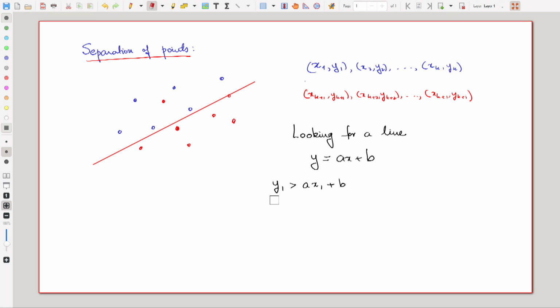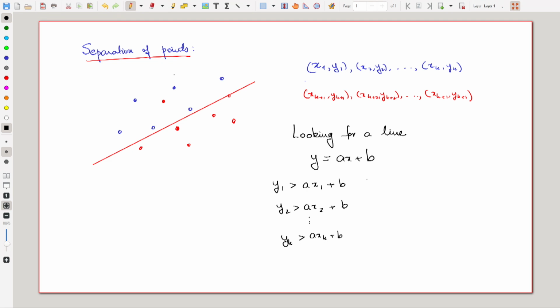And y 2 should be greater than a x 2 plus b and so on, and then y k should be greater than a x k plus b.